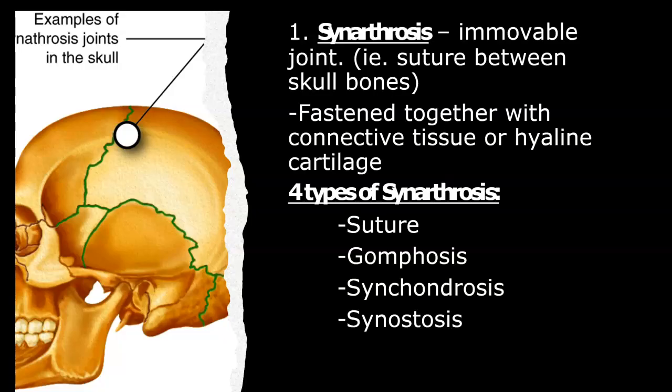Looking at a little bit closer, when we talk about a synarthrosis or a synarthrotic joint, this is going to be an immovable joint. This would be an example of a joint that's found between bones that come together in the skull. So these could be sutures. They're going to fasten together with connective tissue, or it can fasten together using something such as a hyaline cartilage. Now with this type of joint, the synarthrosis, it's going to actually have four types that fall into this category. It could be called a suture, like what you see here with the skull. It could be called gumphosis. It could be synchondrosis or synaptosis.